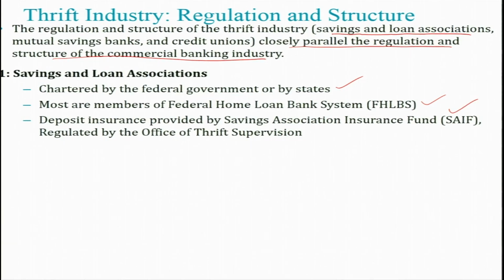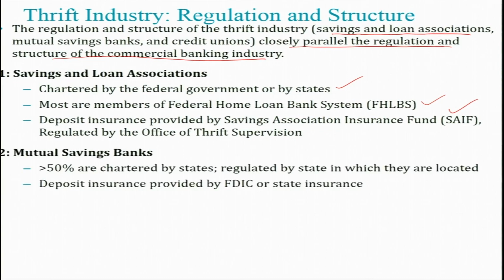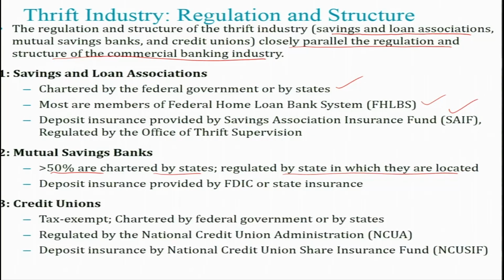So as you know, these are not banks, but almost, they serve a role similar to banks. Then there are mutual savings banks, where most of them, more than 50%, are chartered by states and regulated by the state in which they are located. Then come credit unions. Credit unions are tax exempt and chartered by federal government or by states. These are regulated by the National Credit Union Administration.